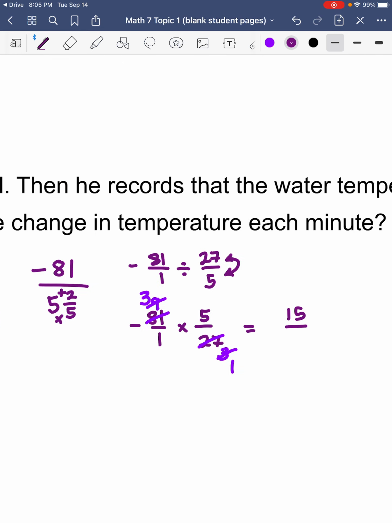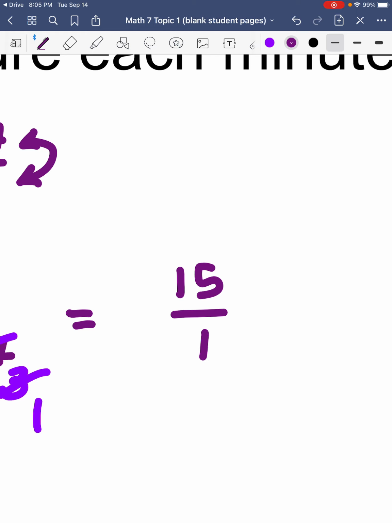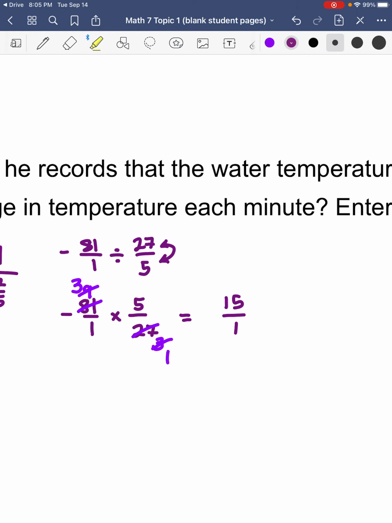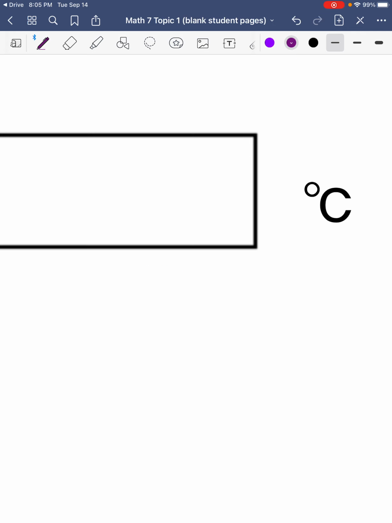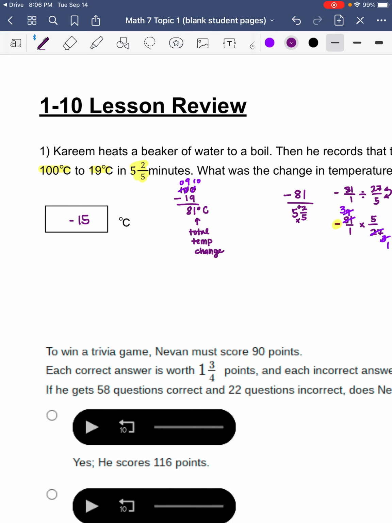And I have 1 times 1 on the bottom, which is just 1. And remember, we had two different signs. There's my negative times a positive, so my answer has to be negative. So we have negative 15 over 1, which is simply negative 15. So my answer that I would enter in the box is negative 15 degrees Celsius.